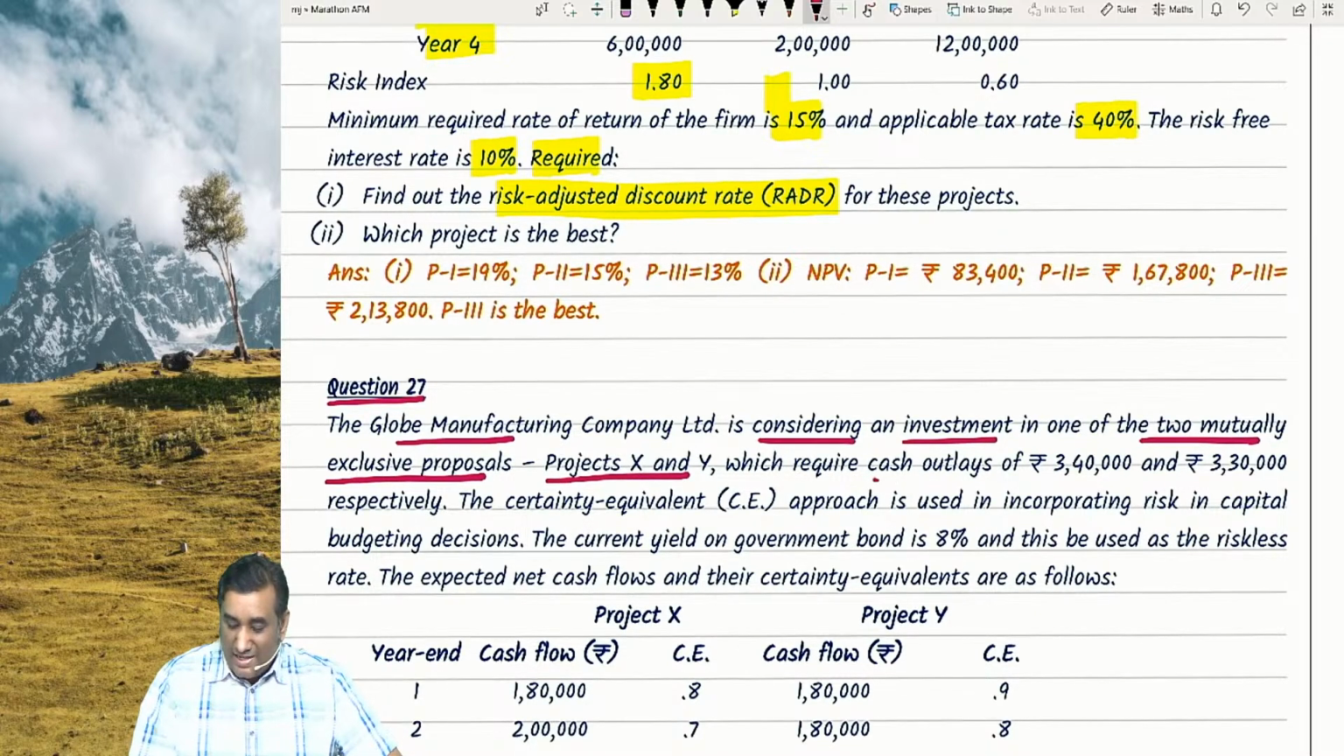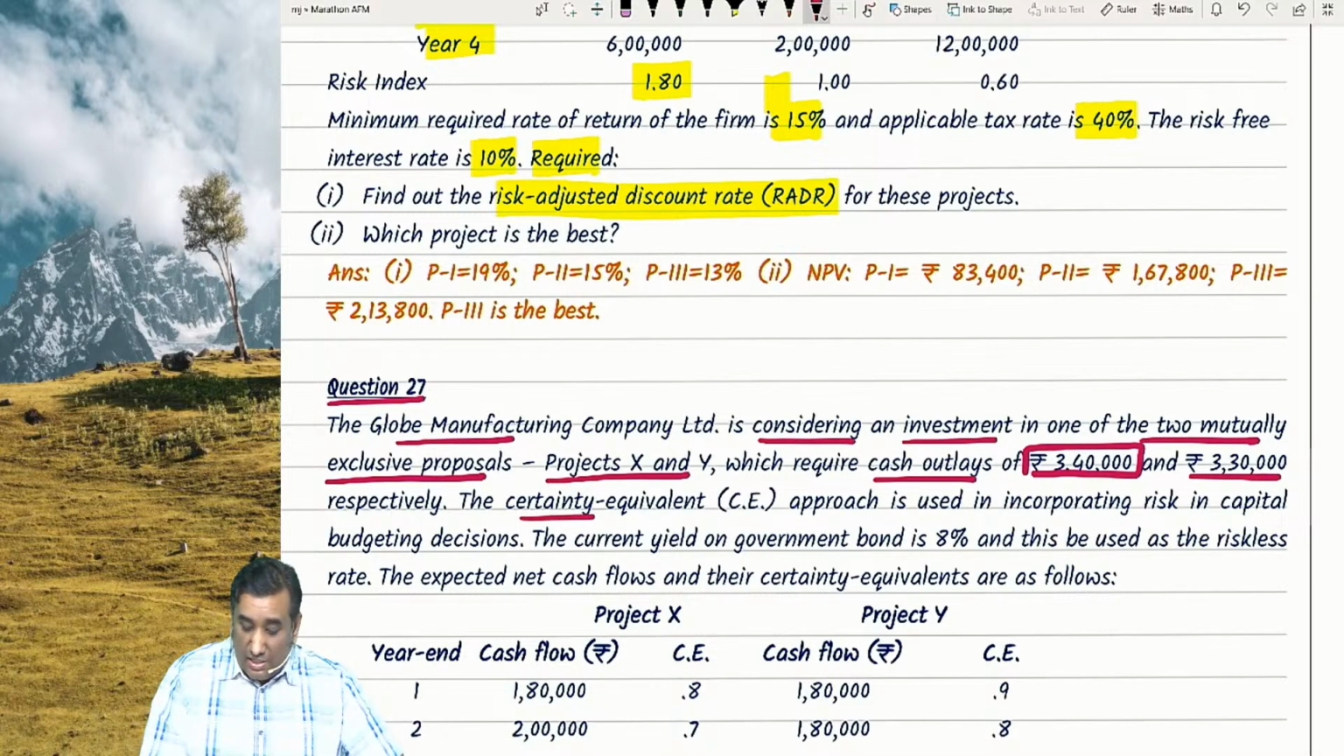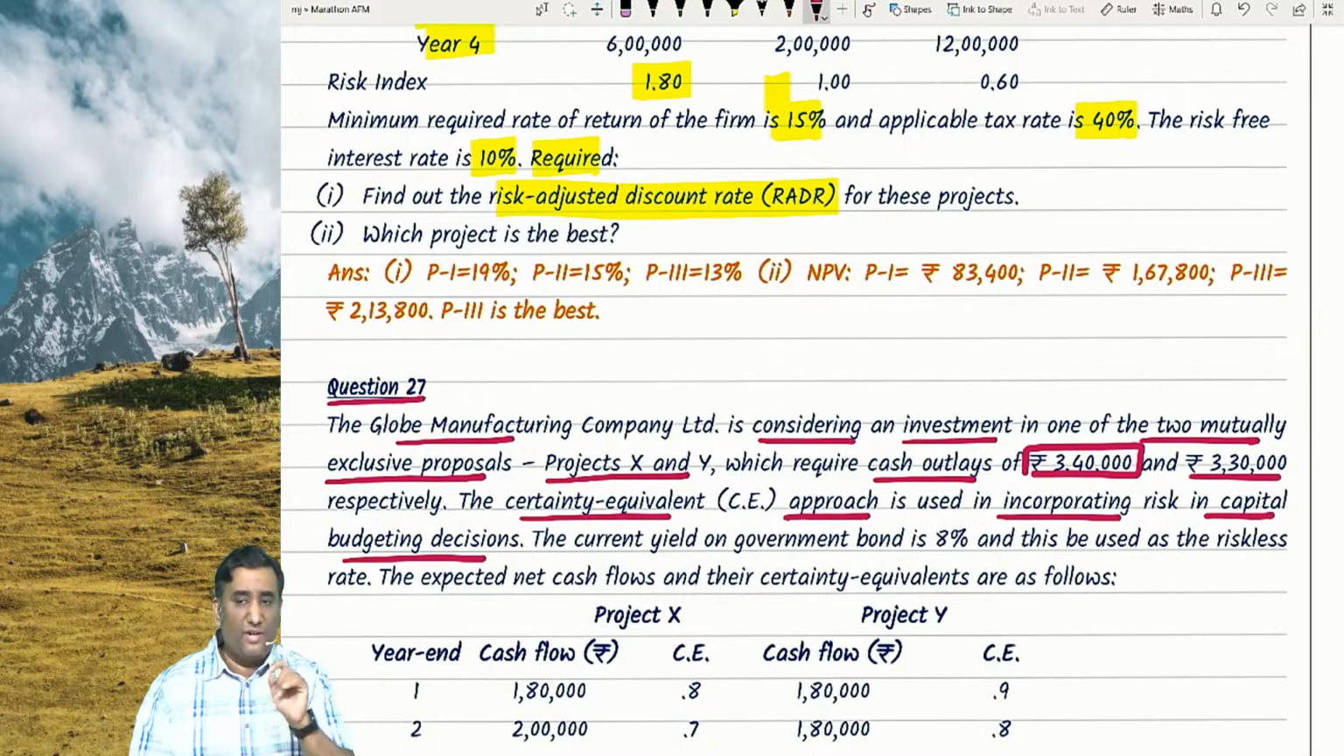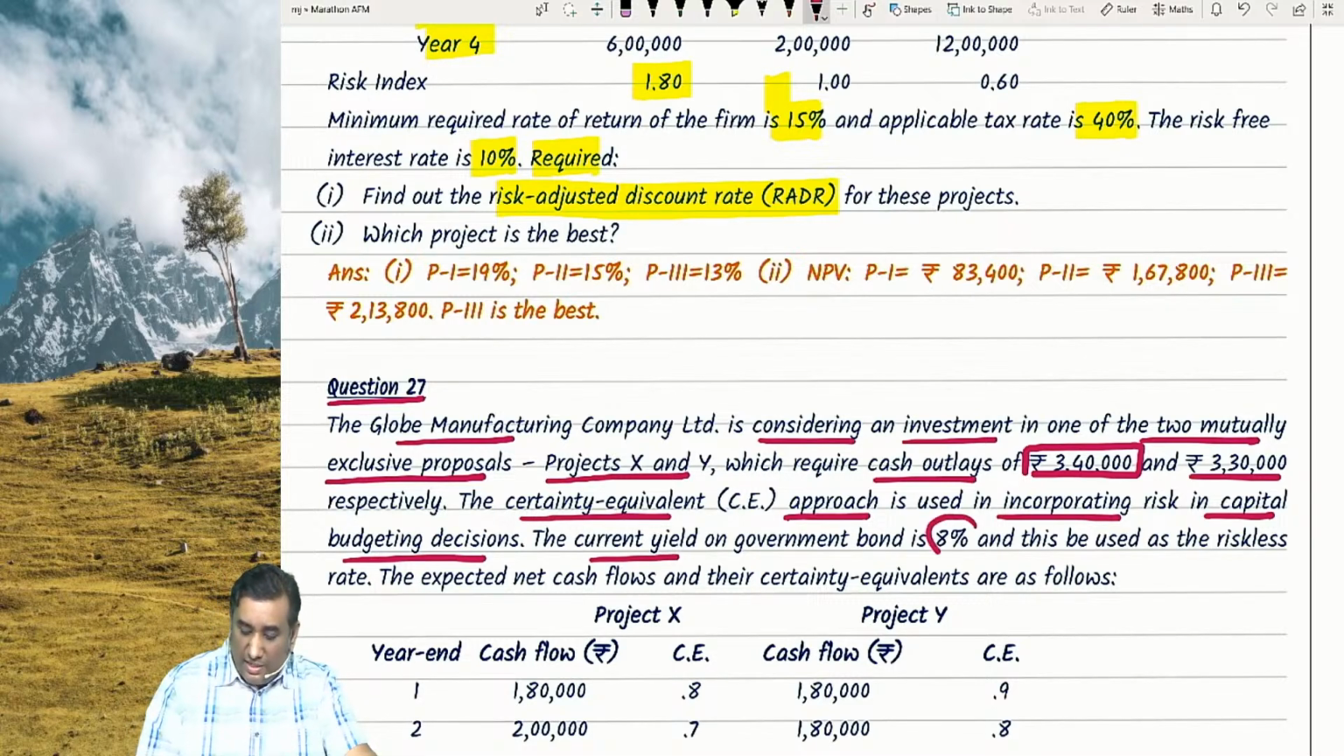which require cash outlays of 3,40,000 and 3,30,000. The certainty equivalent approach is used in incorporating risk in what? Capital budgeting. When he mentions this, it means you have to apply the risk-free rate only. Even if you give a risky rate, that is of no use. The current yield on the government bond is 8%. That is risk-free, to be used as a riskless rate. Even if it does not say, we will be using it as a riskless rate.